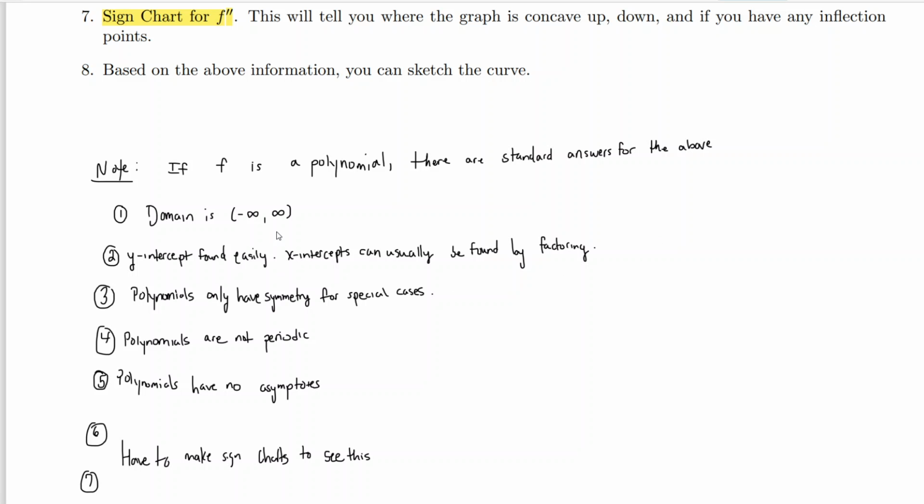Now the x-intercepts you can usually find by factoring. You might not be able to factor it, and if you can't, you could use the quadratic formula, but you also might be in a situation where that's not valid. If you can't find the x-intercepts by factoring or using the quadratic formula, you won't be able to find them, and that's okay. But the y-intercept is really important that you plot. Polynomials only have symmetry for very special cases, and in general, I wouldn't worry about them. Polynomials are not periodic. You could have a polynomial that's just a number, so it's a horizontal line, which is technically periodic, but graphing that is very easy.